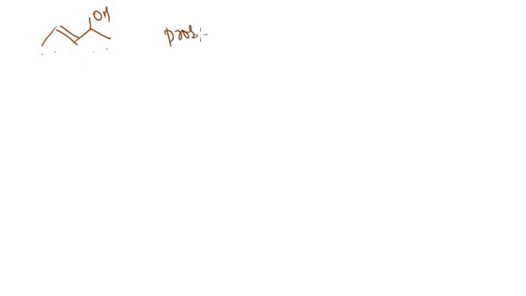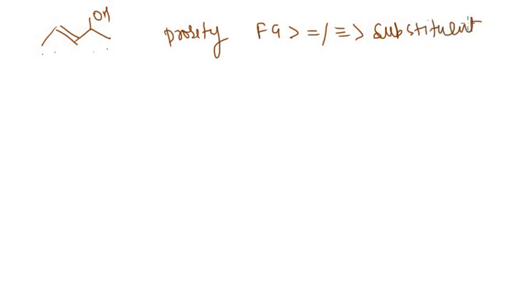So priority becomes functional group greater than double bond or triple bond greater than substituents. So the functional group has more priority than the double bond and triple bond, which have more priority than the substituent. Like, so 1, 2, 3, 4, 5. So it will be named as pent-3-yn-2-ol.